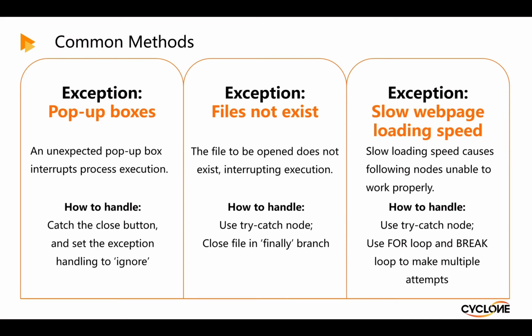There are three types of exceptions in general. The first one is unexpected pop-up boxes. For instance, when applications are launched, a login box would sometimes pop up to interrupt the process execution. When this happens, we should add a node to click the close button of the login box, and if such box doesn't appear, which means no interruption occurs, the exception handling of this node should be to ignore.